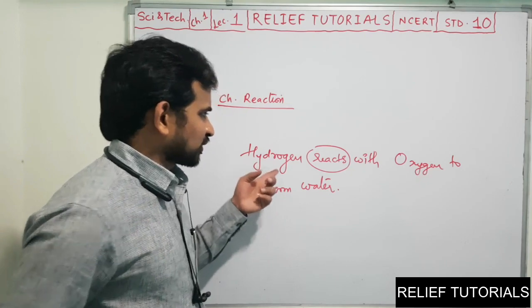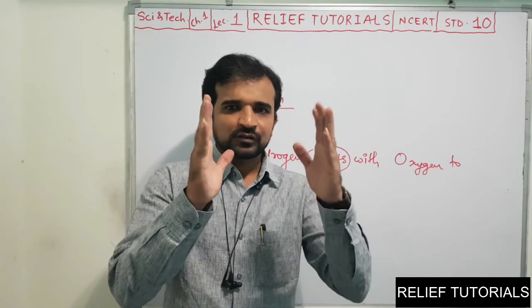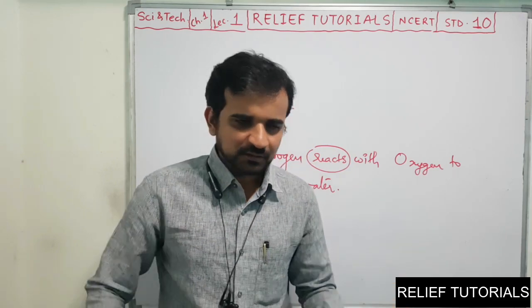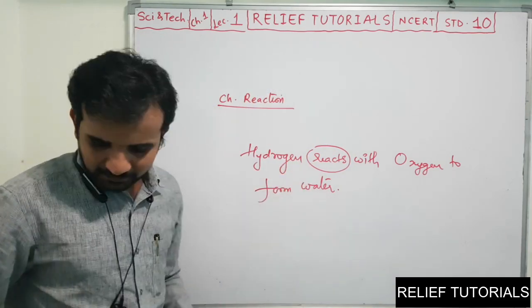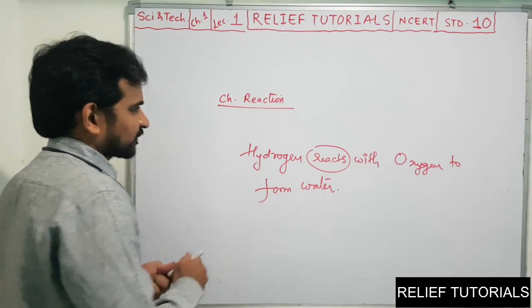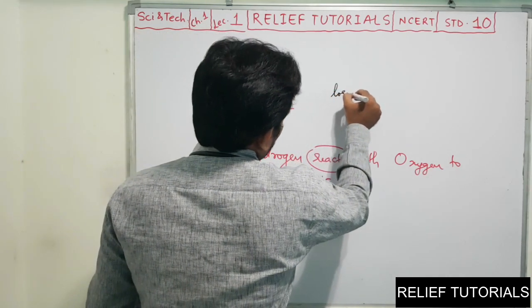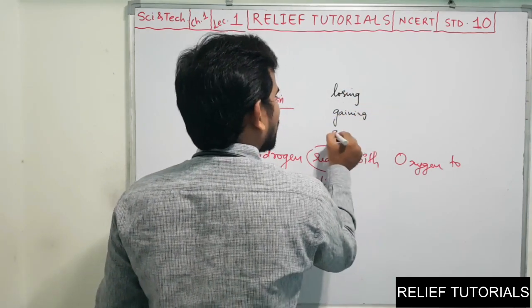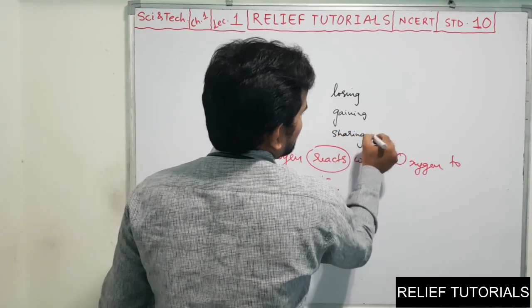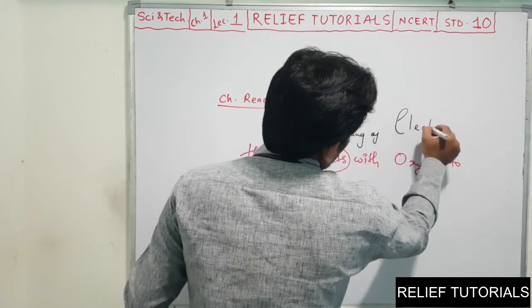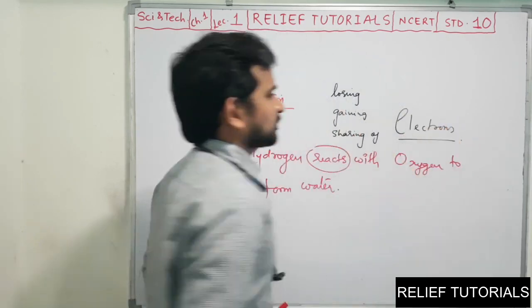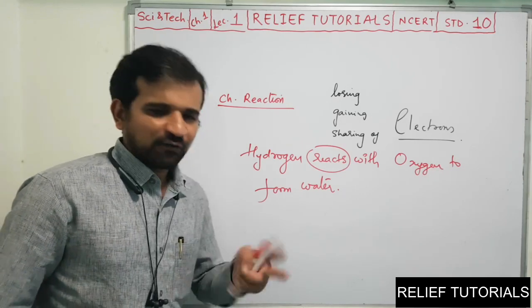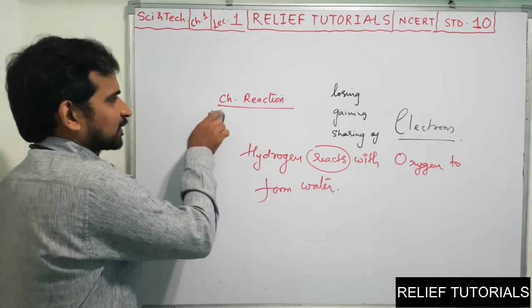What do you think? When hydrogen reacts with oxygen, this is hydrogen and this is oxygen. So what does react mean? They come closer and stick to each other. Is that called a reaction? No, it is not so. Reaction means losing, gaining or sharing of electrons. Losing, gaining or sharing of electrons with one another is simply called a chemical reaction.